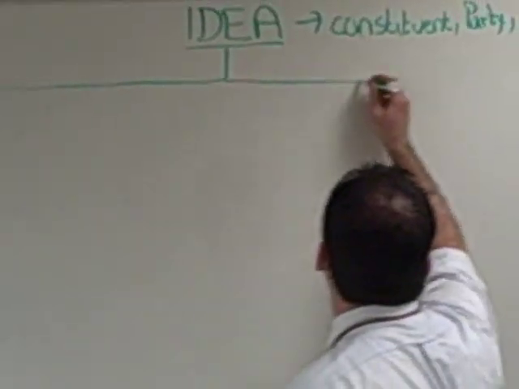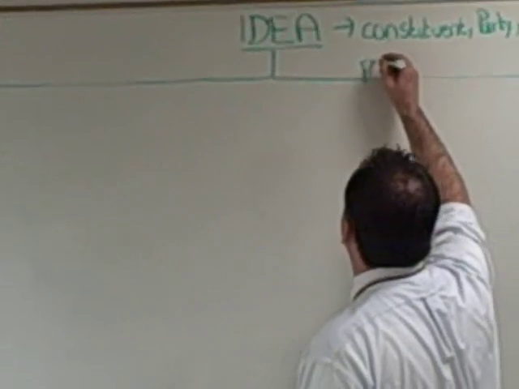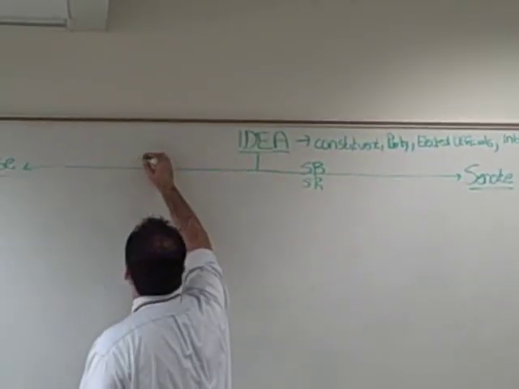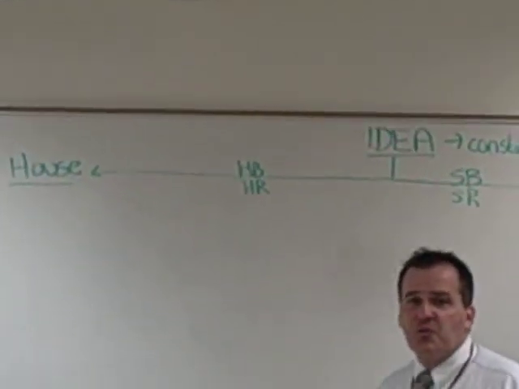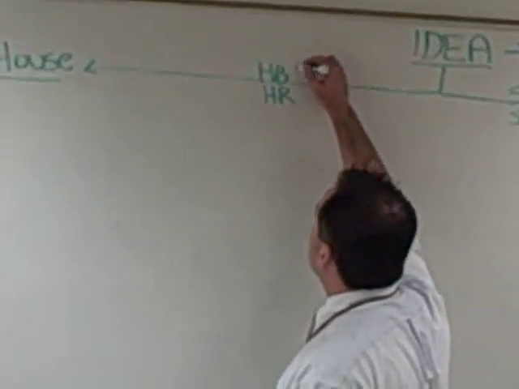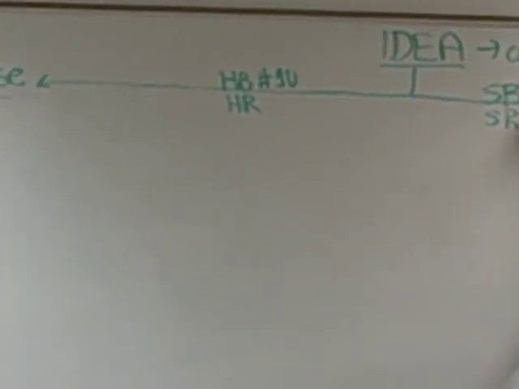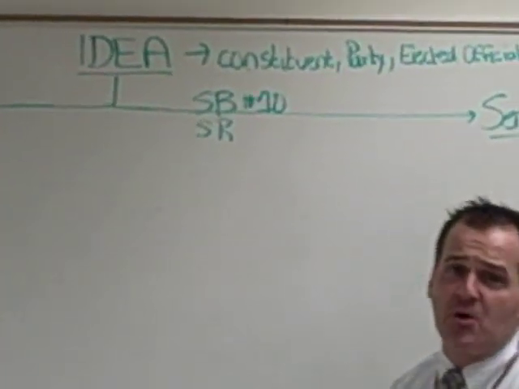This idea is basically going to go to the Senate. And depending on how you look at this, it's going to be either an HB or an HR. If you're at the state level, HB is going to be what is known as House Bill, and I'm just going to pick a random number here. We'll pick random number 10. SB on the state level is going to be Senate Bill number 10.